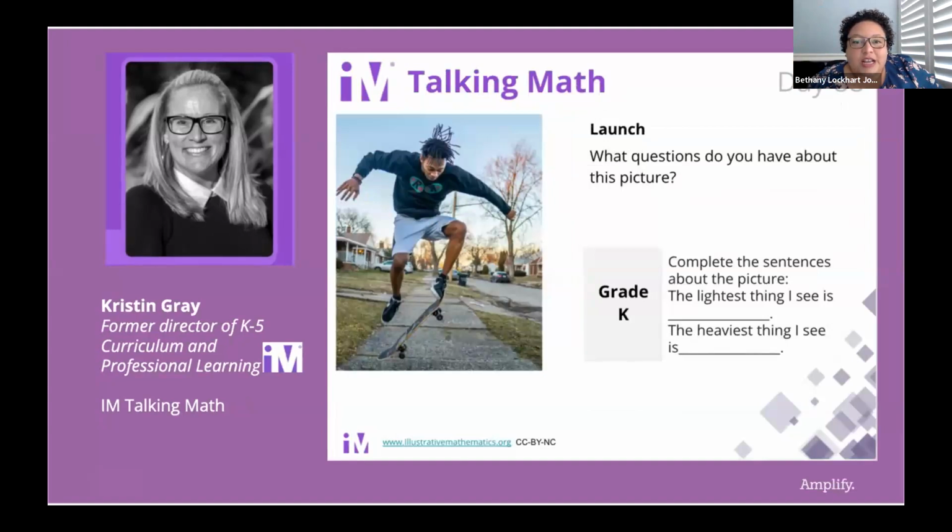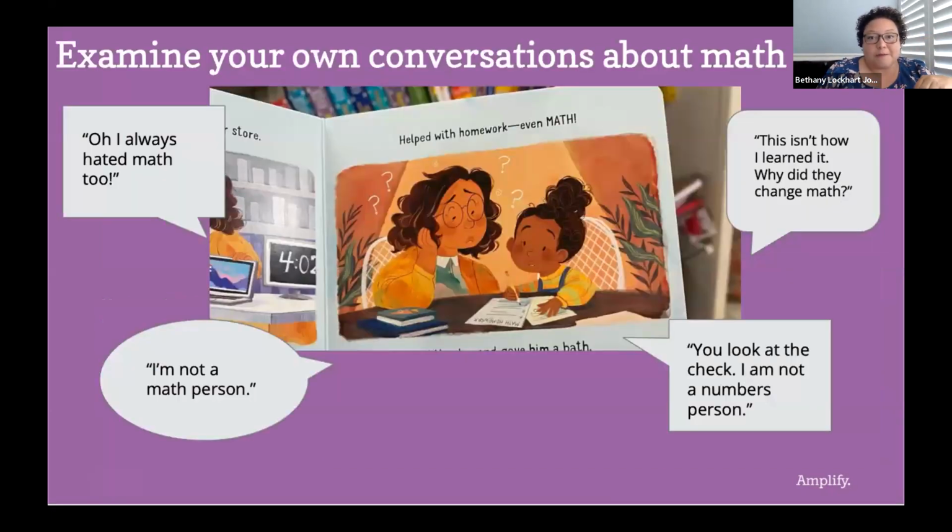And again, in kindergarten, you might look at this image and say, well, what do you notice? What questions do you have? What do you wonder about? Oh, what's the lightest thing you see? What's the heaviest thing you see? It's a way that as a parent, you're learning new ways to interact around math. And so hopefully you might see a billboard or something out on your walk, and you're interacting with it in a way that allows you to incorporate elements of math. And again, you're helping to redefine what math can look like.